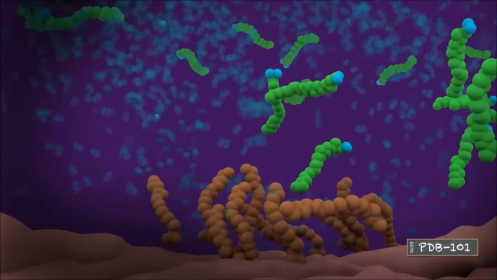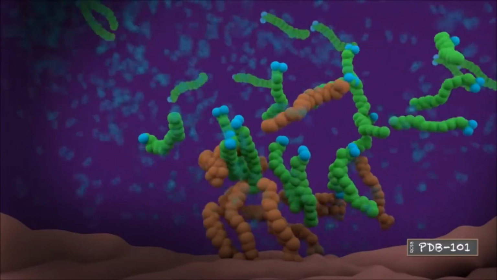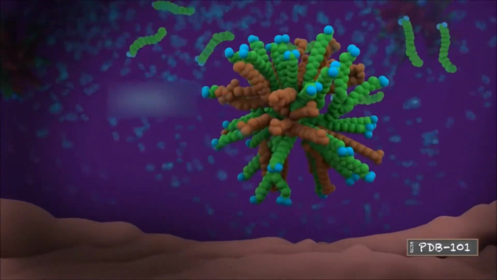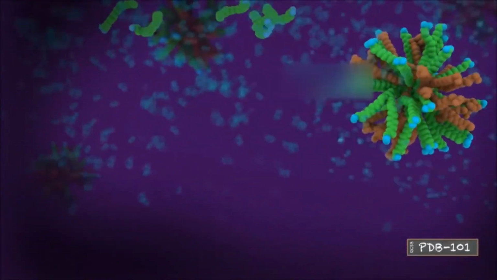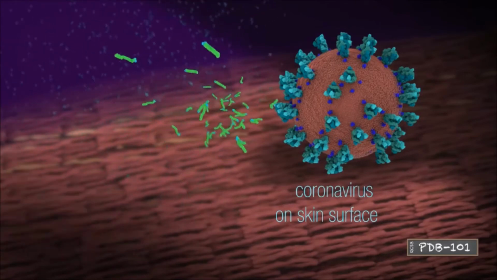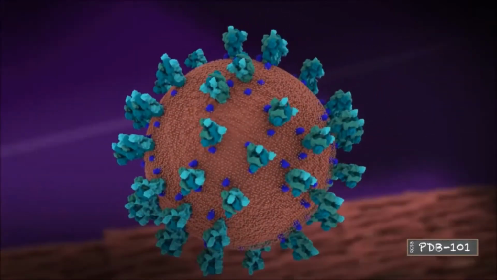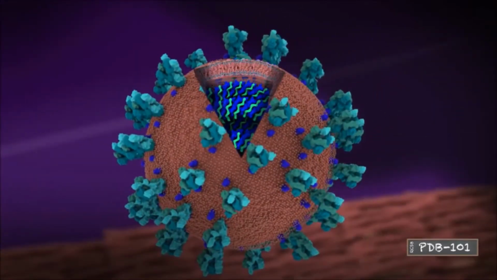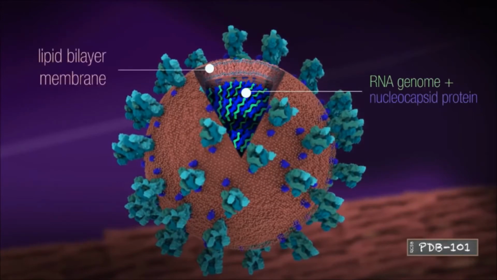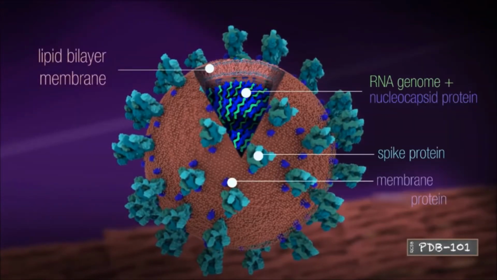When soap molecules encounter lipid particles on our skin, the tails aggregate around them to form spherical structures called micelles, creating a water-free environment. Similar things happen when they encounter enveloped viruses such as coronavirus. Enveloped viruses carry their genome and supporting proteins inside a lipid bilayer membrane, with the proteins necessary for infection embedded in the membrane.